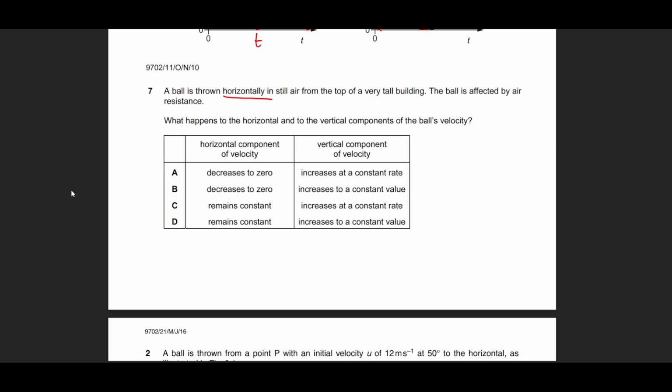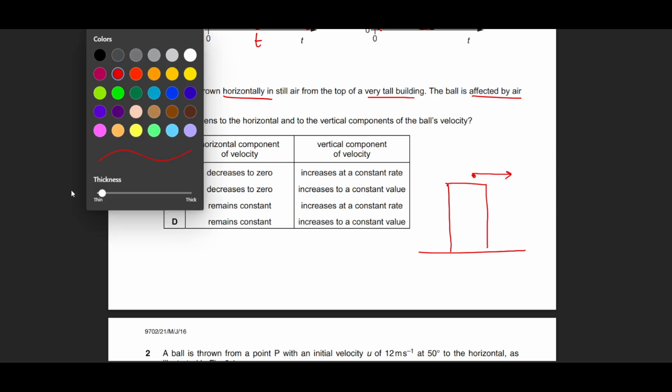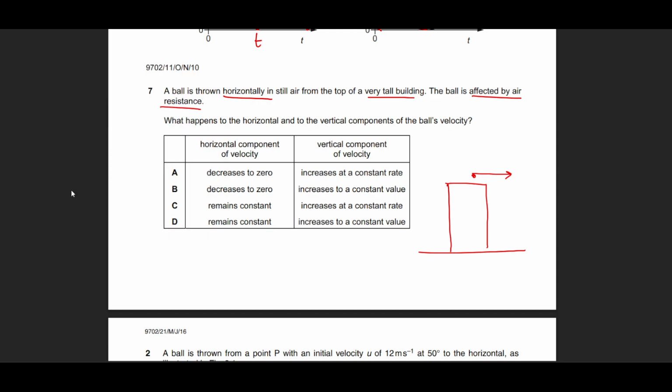A ball is thrown horizontally in still air from the top of a very tall building. This is the question that he's asking you, that this is the building. The ball is thrown horizontally. So what's going to happen? The ball is affected by air resistance. Most definitely the air resistance is involved. So the horizontal component and the vertical component both are affected, right? So this forward component, since it is going to experience drag, will eventually become zero. So this decreases to zero, right?